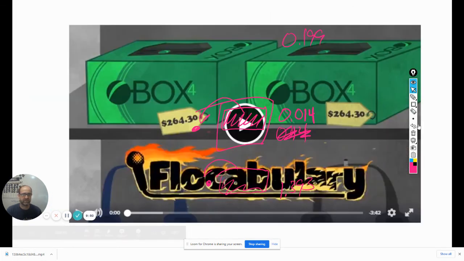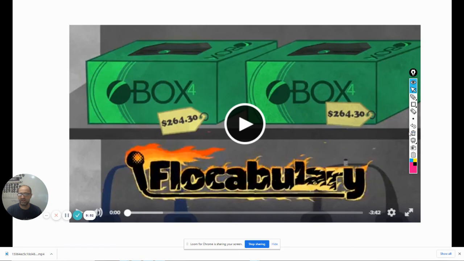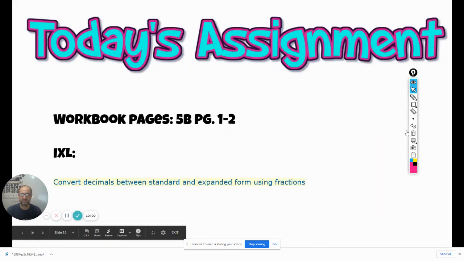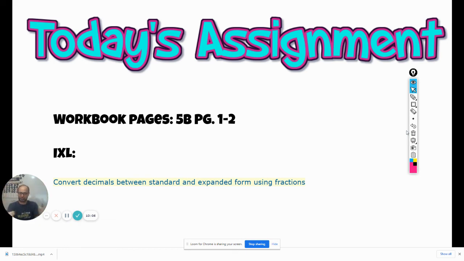Oh, hey, vocabulary. I hear that's cool. Pause me, watch this, and then we're going to move on. Okay, here we go. Those are the workbook pages that go with this lesson. Workbook pages 1 and 2.